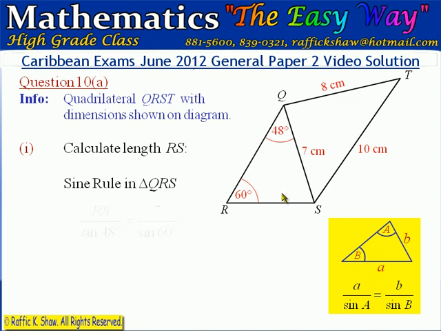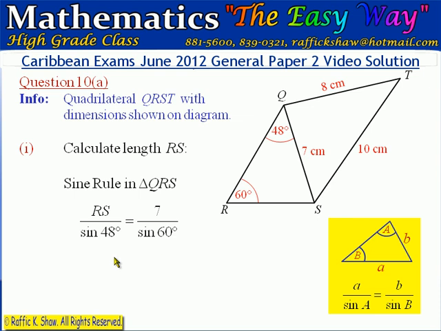So let's go ahead and show that. And this is it. The side RS here divided by the sine of the angle opposite, which is 48 degrees, will be equal to the side 7, which is a known side, divided by the sine of the angle opposite, which is 60 degrees. That is RS divided by sine 48 equals 7 divided by the sine of 60. The side divided by the sine of the angle opposite equals the known side divided by the sine of the known angle, which is opposite to the known side.